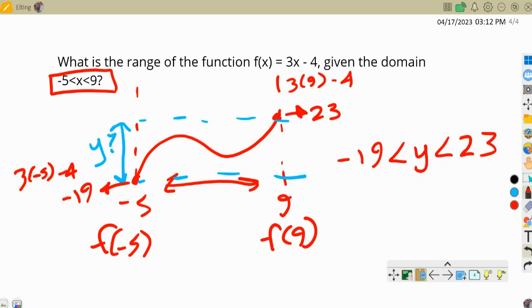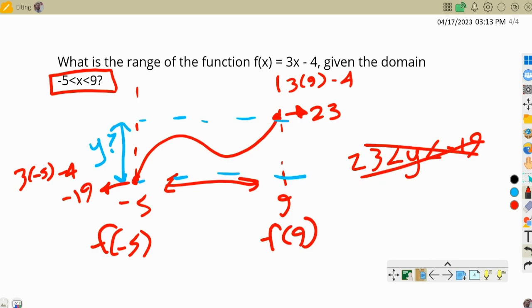Be careful, sometimes this order will be reversed depending on whether your function is increasing or decreasing. My function is increasing, so my lower number was given first. You definitely want to put these in the right order. If these get flip-flopped and you accidentally say something like 23 is less than y, which is less than -19, well, there is no number in the whole wide world that is both larger than 23 and smaller than -19 at the same time. So you have to make sure that you put the lowest number first, highest number last.